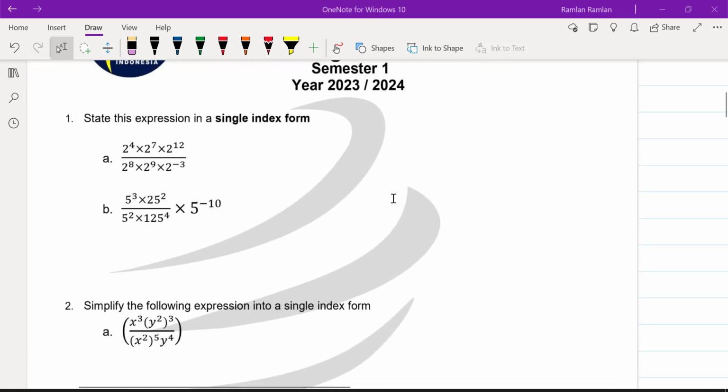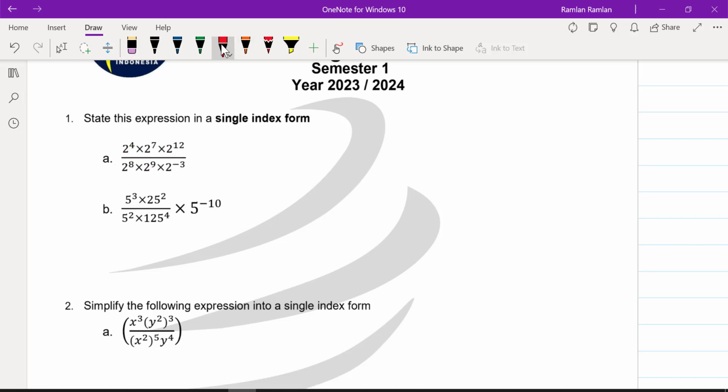The question is, state this expression in a single index form. For question 1a, we are just multiplying all of these numbers. You can actually use a calculator, but here you are going to write this down in a single index notation, which means the form will be a to the power of n. In order to do that, we must see that the bases are the same. All of the bases are 2, the number that's being powered is all the same.